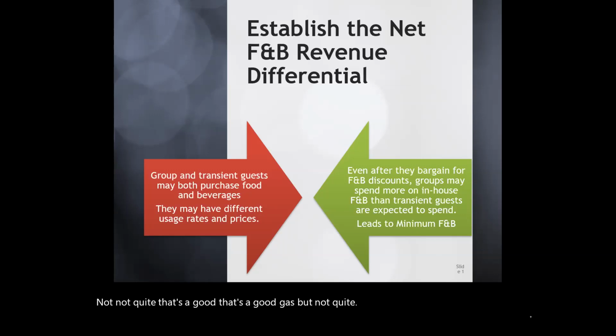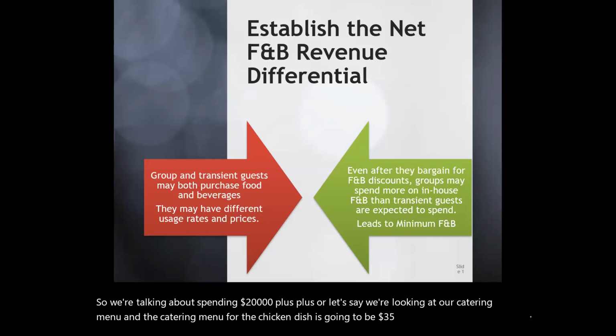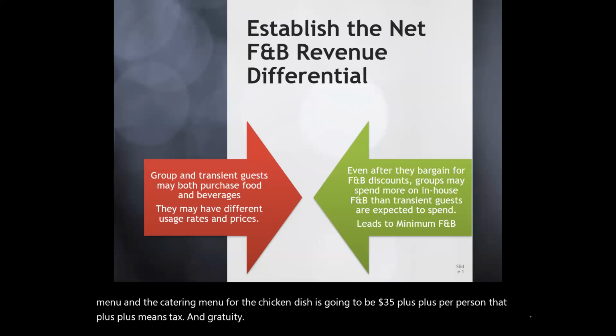So we're talking about spending $20,000 plus. Or let's say we're looking at our catering menu, and the catering menu for the chicken dish is going to be $35 plus per person. That plus means tax and gratuity. Typically it's anywhere between 18 to 20% gratuity, and then plus the sales tax.